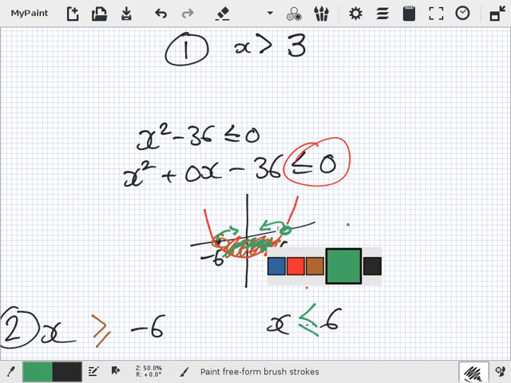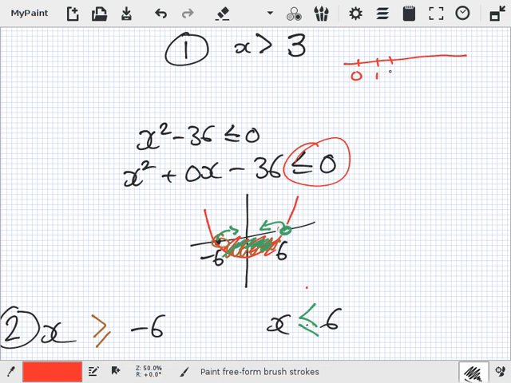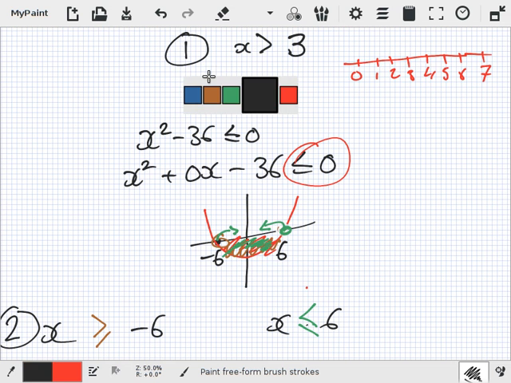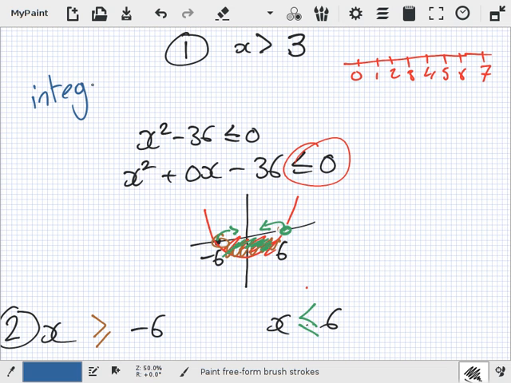Now, I'll just draw a number line here. So, 0, 1, 2, 3, 4, 5, 6, 7. X more than 3. And also we're told that x is an integer. Now I don't remember if I told you this last week. Does anybody know this word integer? What type of number is an integer? Do we know what type it is? No guesses?